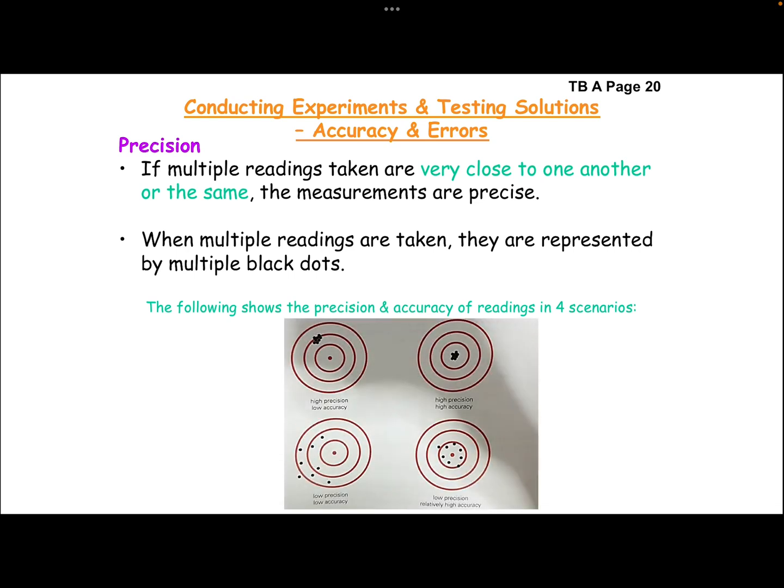So the diagram here shows you 4 charts. The first one, you can see the black dots are very close to each other, right? They are very close to one another. So I say that the readings are very precise. Similarly, for the second one, look at the black dots. They are very close to each other. So again, we say the precision is very high. Okay, then look at the third and fourth diagram. The dots are everywhere, very far away. So low precision. Low precision. Get it?